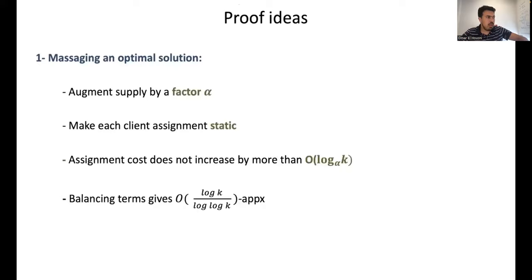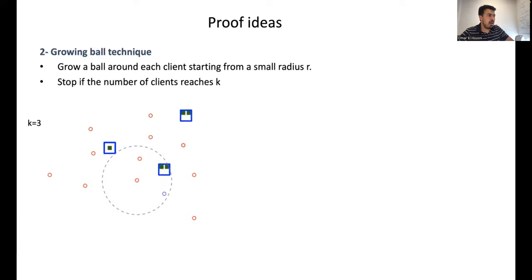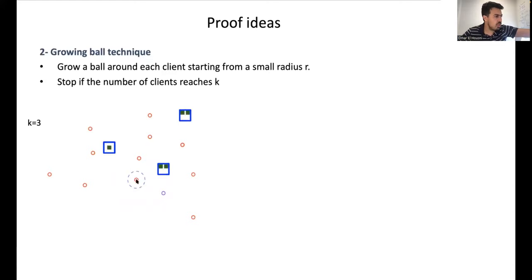This is just a sketch of the proof, but the ideas are here. So the first idea is what we call in the literature a growing ball technique. I will fix a client. So this is my client. And then I will grow a ball around this client. I will stop when the number of clients in the ball is equal to k. So in this example, I'm choosing k equal to 3. So I'm growing the ball until I reach k.